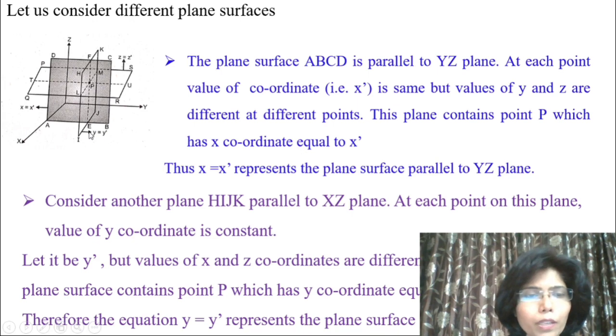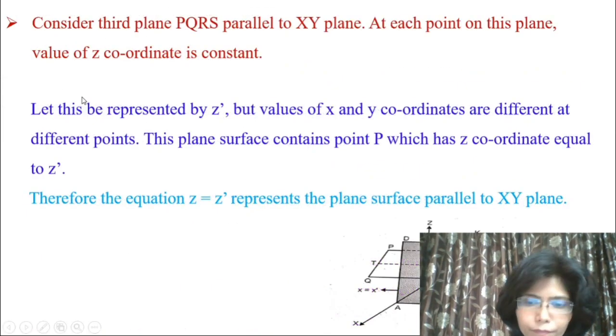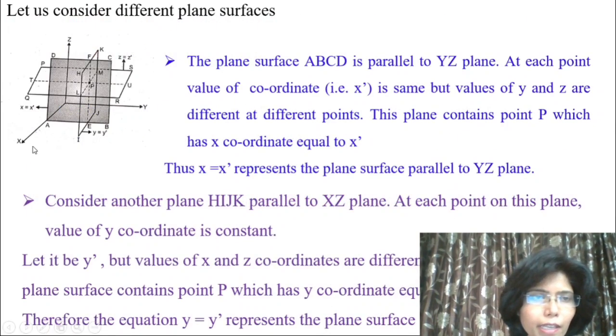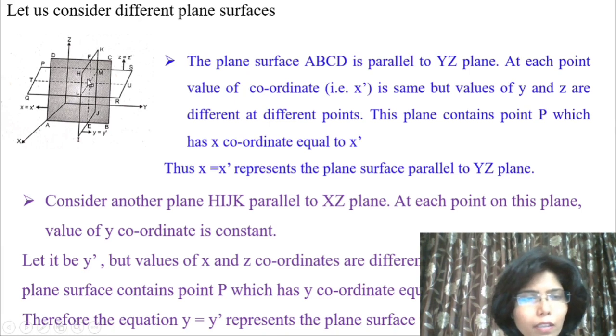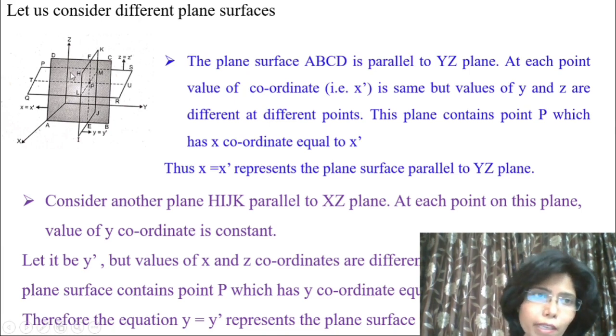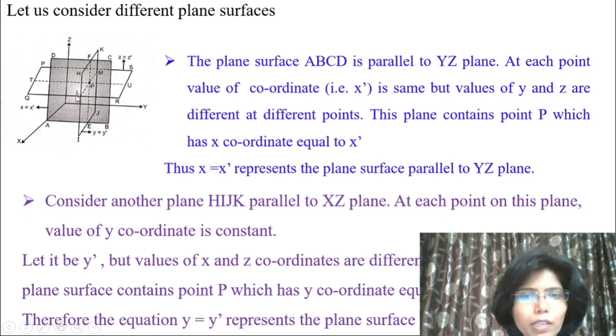Now consider another plane, that is HIJK. Now you can understand that this plane is parallel to the XZ plane. Here it is the X axis and this is your Z axis. So at each point on this plane, the value of the y coordinate is constant again. Let it be y dash. But the values of x and z will be different at different points. So this plane surface contains the point P which has the y coordinate equal to y dash. Therefore, the equation y is equal to y dash represents the plane surface parallel to the XZ plane.